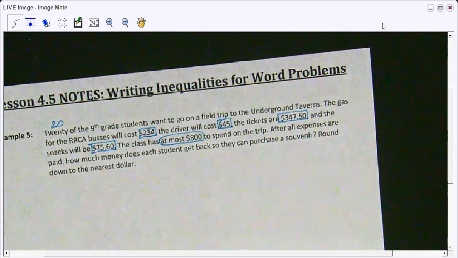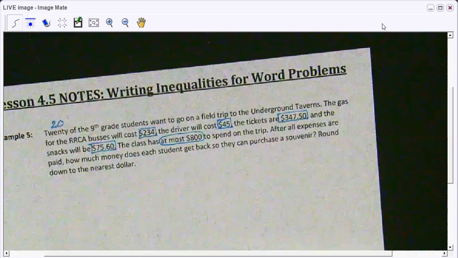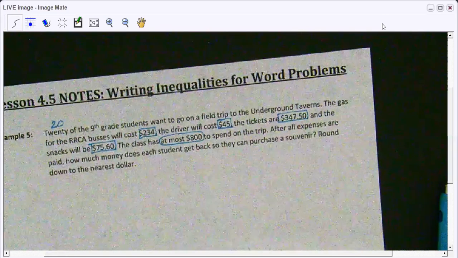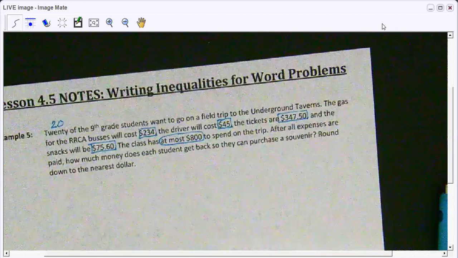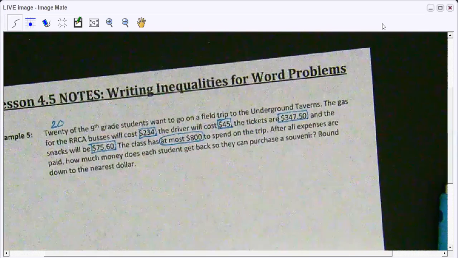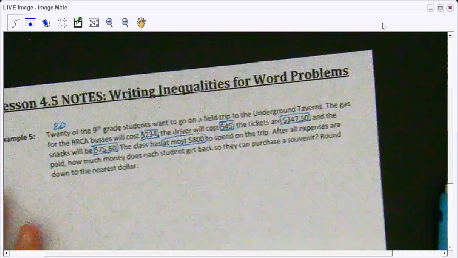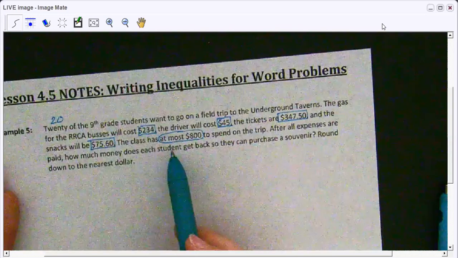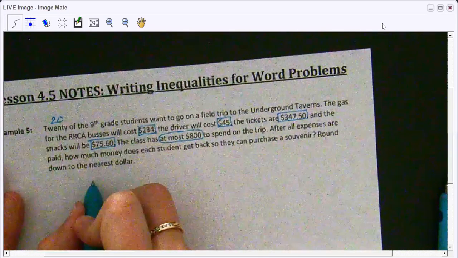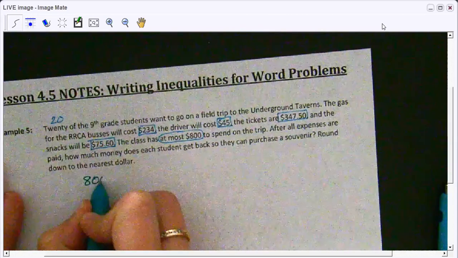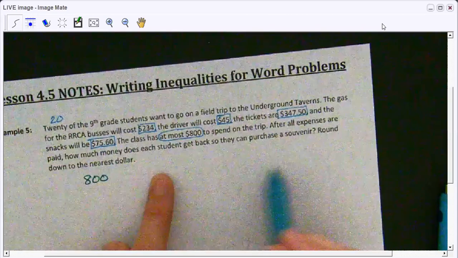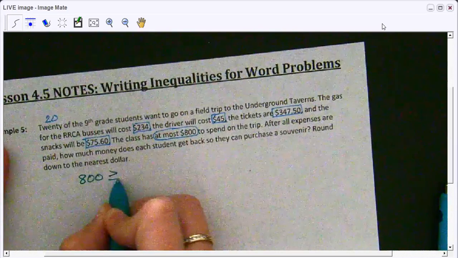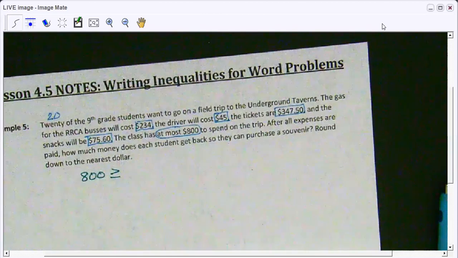So does anyone have any idea what we have to do with all of these numbers? Okay. But how would we set it up as an inequality? I just solved that. Oh, but what did I say at the beginning of the lesson? You have to write an inequality. So yeah. Let's look at this. We have $800. What we spend over here cannot be more than $800. So it's going to be less than or equal to that $800. We can spend the $800.